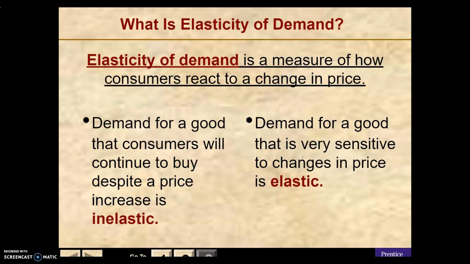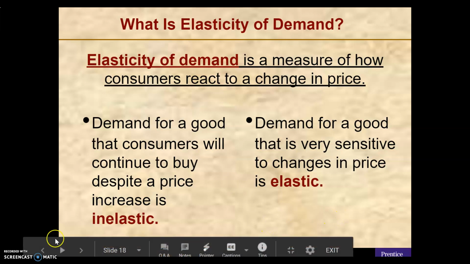Gasoline for your car. Now, yes, there's alternatives, but gas is inelastic to a certain point. If prices do get too high, what you do see is people refusing to drive and finding other alternatives. That happened a couple times during the recession from 2008.